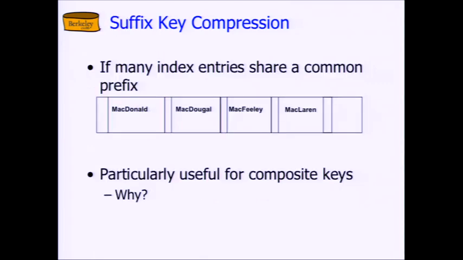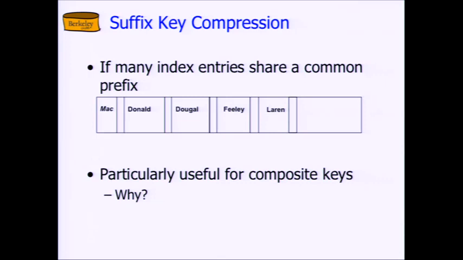The other thing you can do, which is just like straight-up compression, is called suffix compression. If you have a whole bunch of things on the same page that have a common prefix, well, you know, shove the prefix in the corner and then just put the distinguishing suffixes there. So instead of writing down McDonald, McDougall, McFeely, McLaren, you just write down, hey, Mac, and then Donald, Dougal, Feely, McLaren.